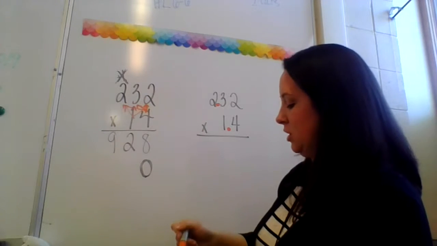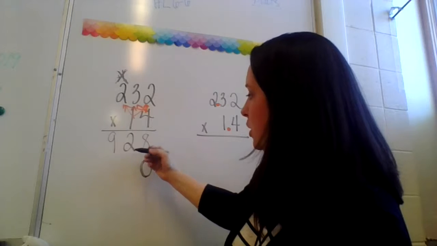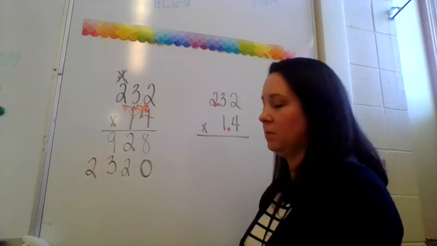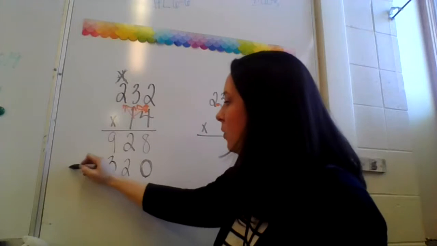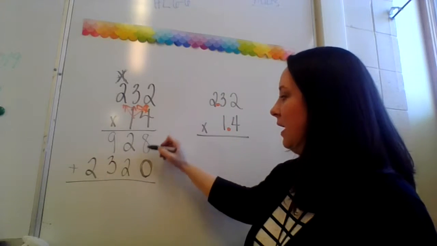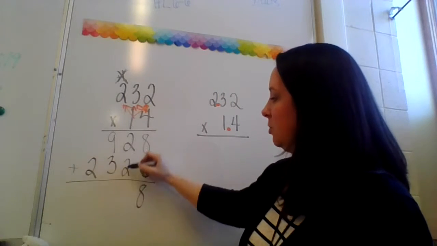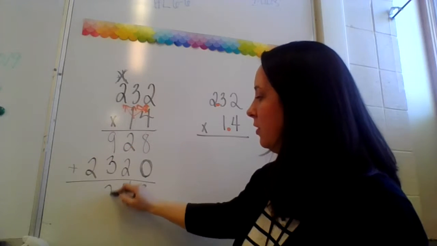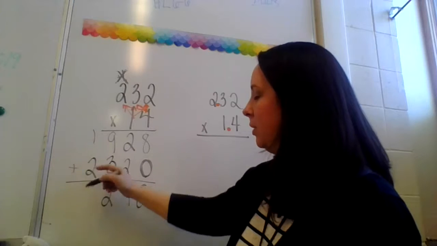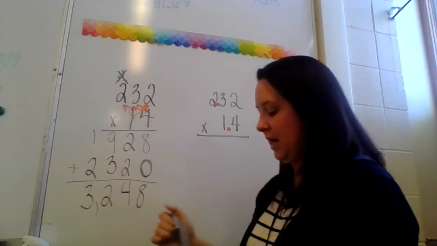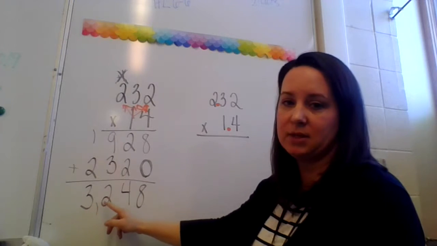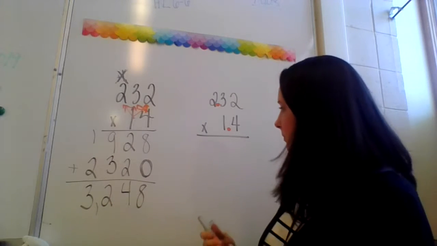So 1 times 2 obviously is 2. 1 times 3 is 3. And 1 times 2 again is 2. Now, once we have the two parts, we can add them together. 8 plus 0 is 8. 2 plus 2 is 4. 9 plus 3 is 12. Carry the 1. 1 plus 2 is 3. So our answer to 232 times 14 is 3,248.